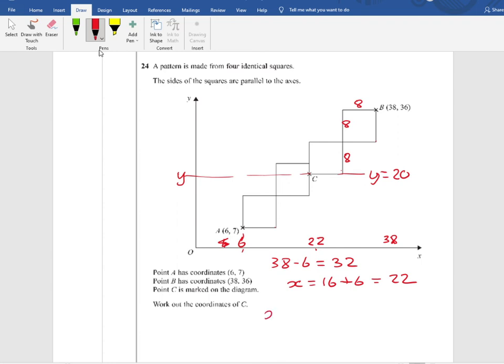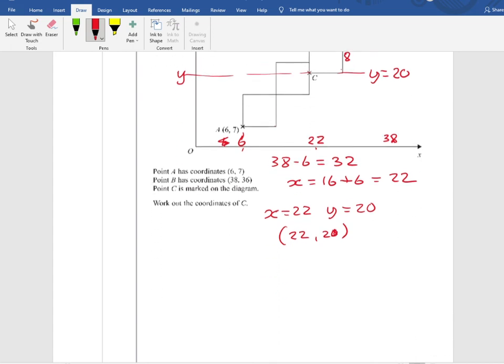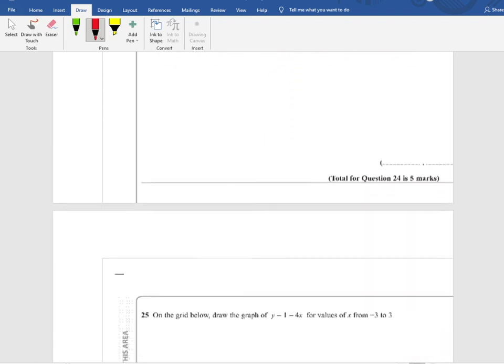So we've got an x equals 22 and a y equals 20. So the coordinates are going to be 22, 20. I certainly hope that's right. That's a tricky old question, that one. It is 20. That's the hardest one I've seen.